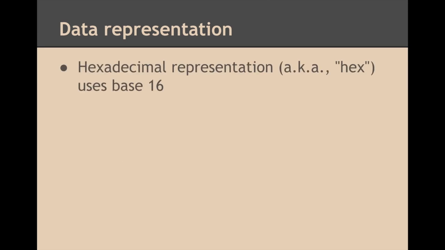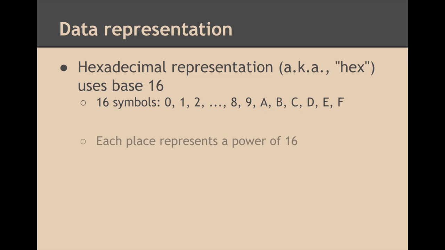Now, we also have the idea of hexadecimal representation, otherwise known as hex, and that uses base 16. That's really just a way to shorthand large binary numbers to make them shorter and easier to read for us. So in hex, we have 16 symbols, 0 through 9, and then A, B, C, D, E, and F. Every place in a hex number represents a power of 16 instead of 10 or 2. But other than that, everything works out just the same.